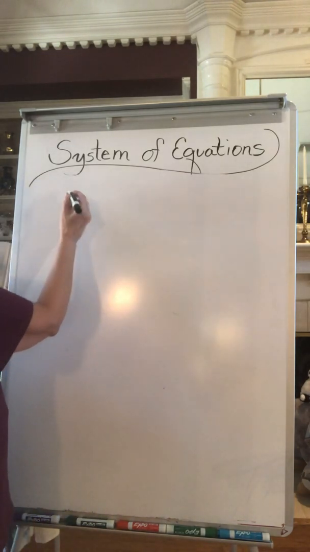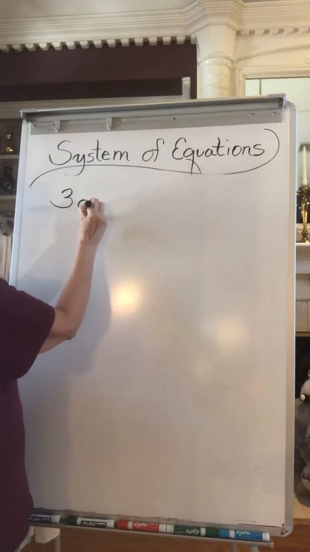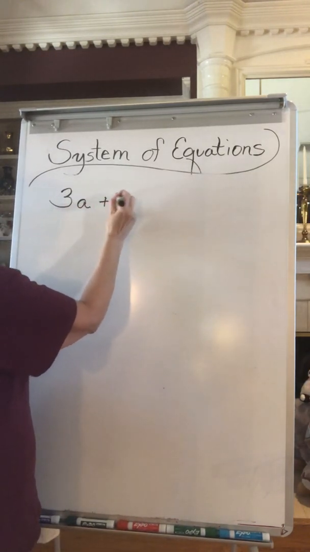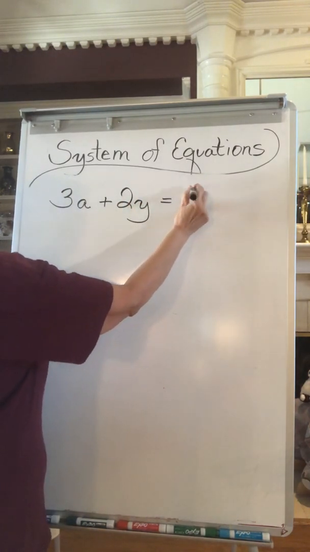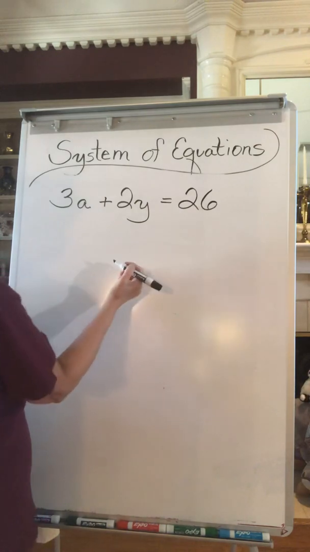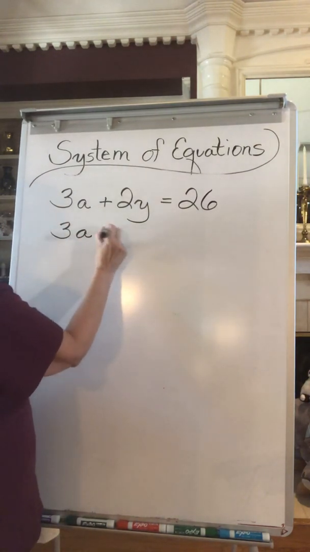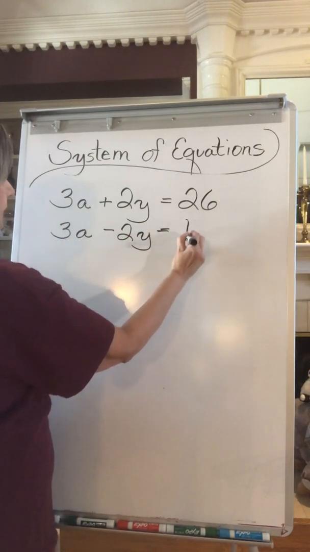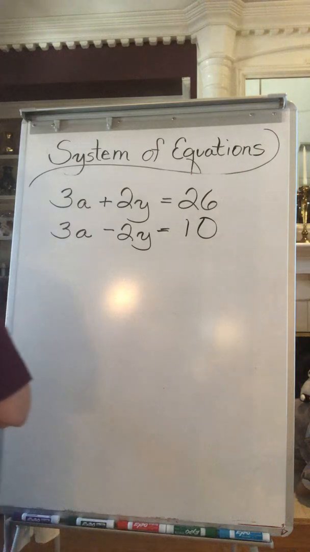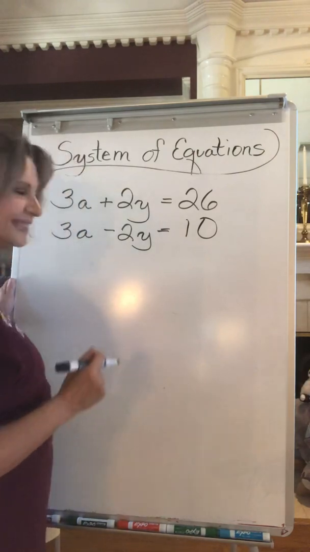Okay, let's do 3a plus 2y equal 26, and 3a minus 2y equal 10. Okay, so we just have some numbers attached to our unknowns. That's okay, we can work those, can't we? All right.